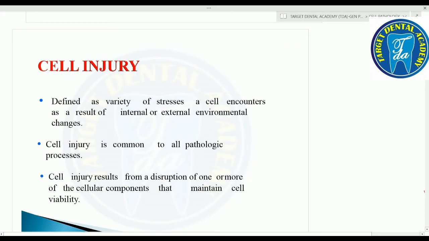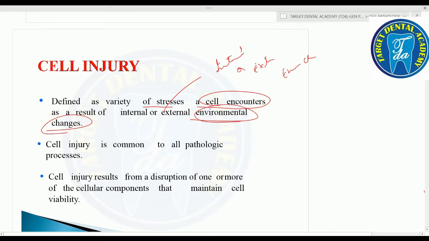So basically what is cell injury? It is defined as a variety of stresses a cell encounters as a result of the internal or the external environmental changes. This is known as the cell injury. So cell injury is common to all the pathological processes. The cell injury results from a disruption of one or more of the cellular components that maintain the cell viability.